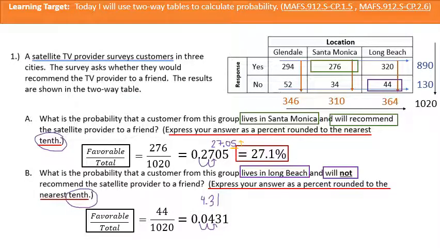So what do we have to do? We have to go to the second number after the decimal place and find out, are we going to round up or are we going to round down? So what number do we have here? We have a 1. So we're going to round down. So what is our answer? 4.3%. Done and done. Okay? Does that make sense? All right, let's try number 2.